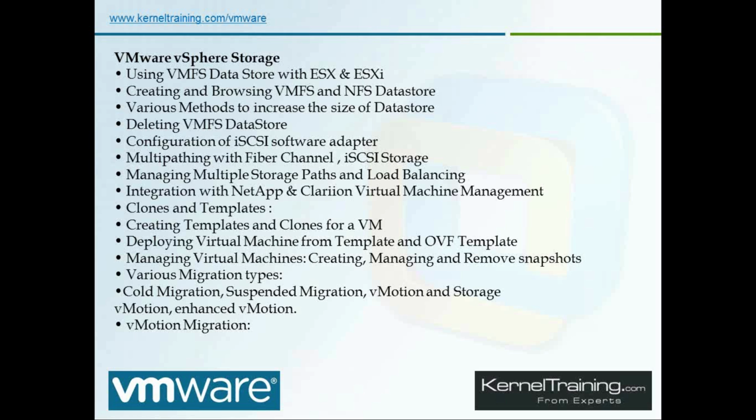Next, migration types. Cold migration is when we want to migrate the virtual machine in a powered-off state. Next, suspended migration, if we want to migrate a virtual machine which is in the suspended state. vMotion is when we want to migrate the virtual machine which is in the power on state. Next, storage vMotion, if you want to migrate the virtual machine to another data store. Next, enhanced vMotion is an advanced feature where you migrate virtual machines to another ESXi host from another manufacturer, which contains a different processor manufacturer. vMotion is the same overall for migrations.